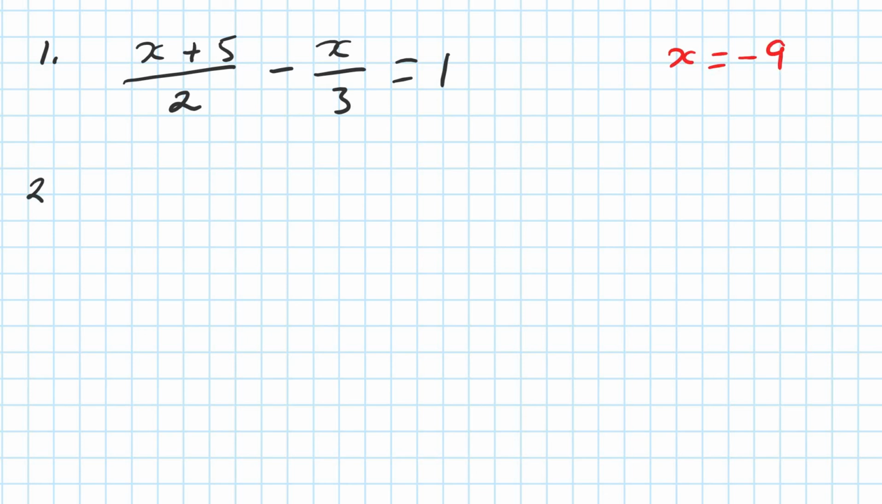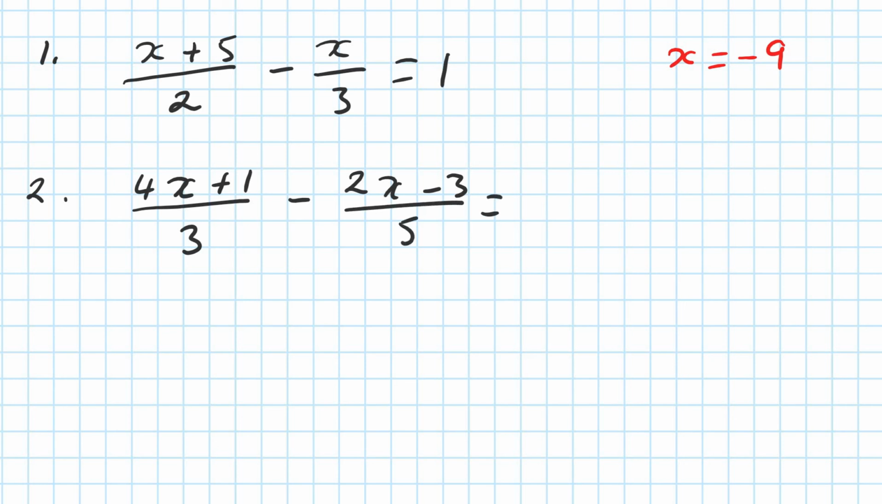Now, number 2: 4x plus 1 all over 3 minus 2x minus 3 over 5 is equal to 4. The answer for this one is x is equal to 3 and 3 over 14.